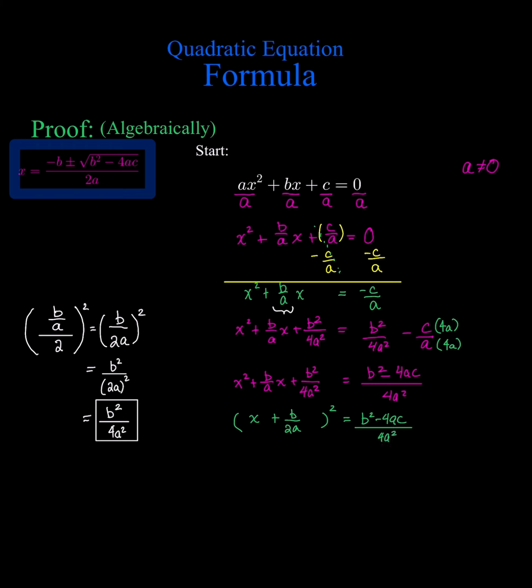Now, the objective is to solve for x. So what we will do is we will take the square root on both sides. When you take the square root on both sides, the square from the left-hand side vanishes. It gets eliminated. So you are left with x plus b over 2a. On the right-hand side, since you're taking the square root of a number, you have two possibilities. You have a positive as well as a negative possibility.